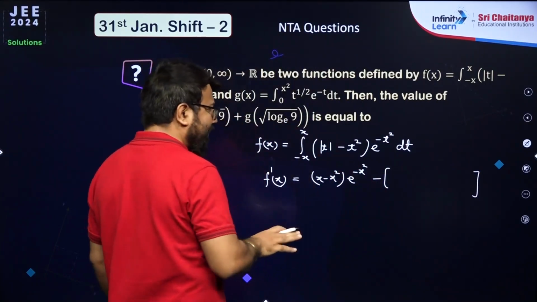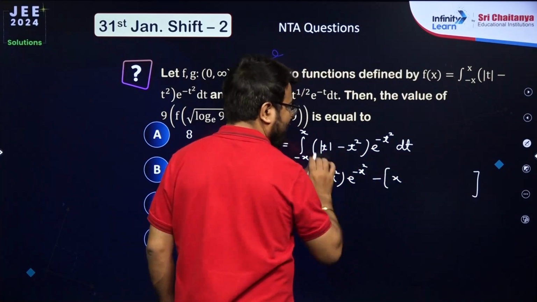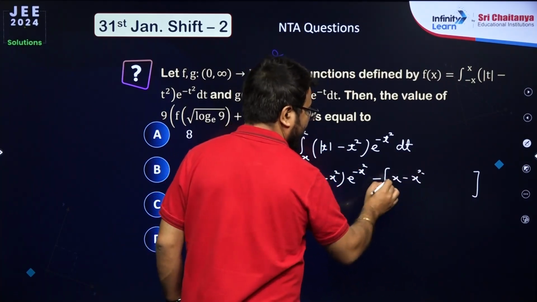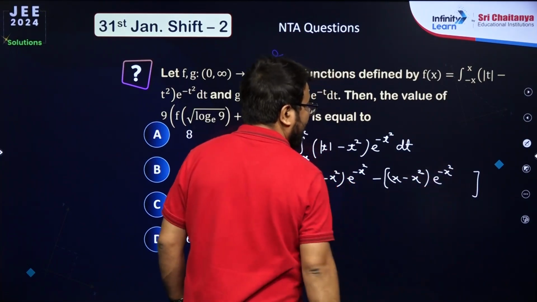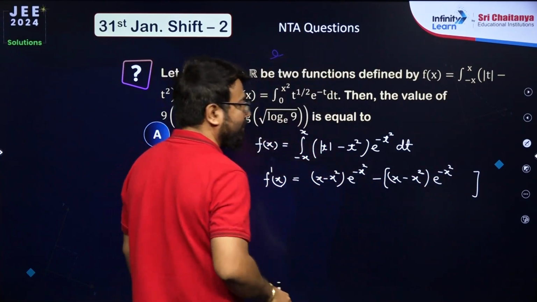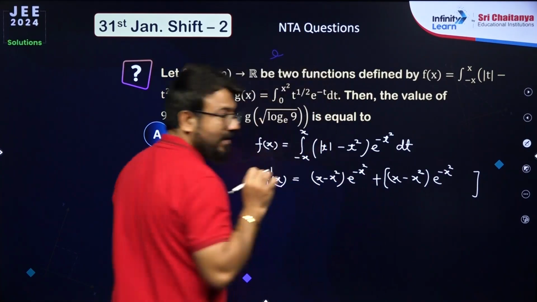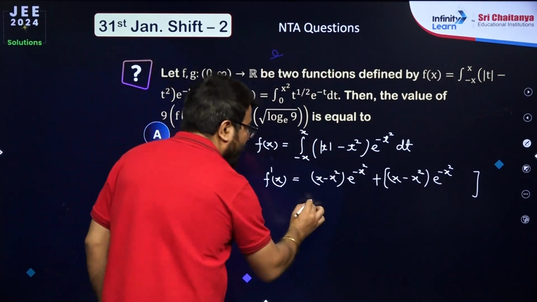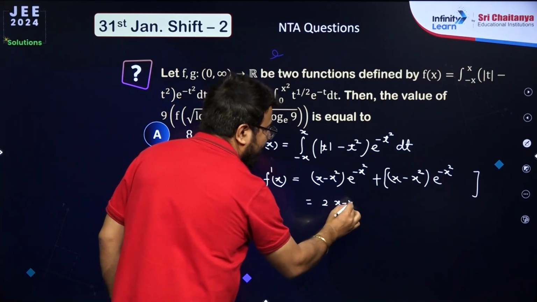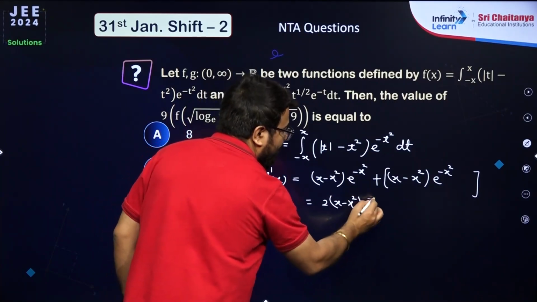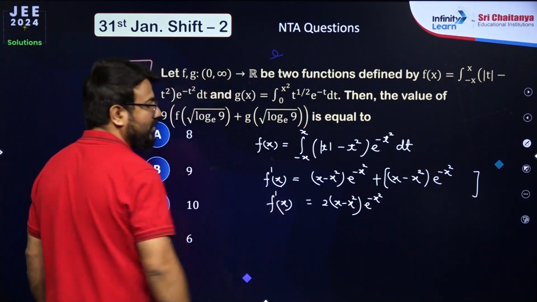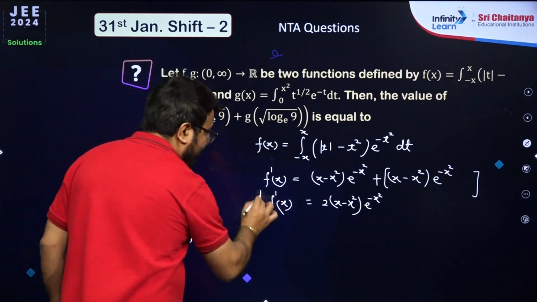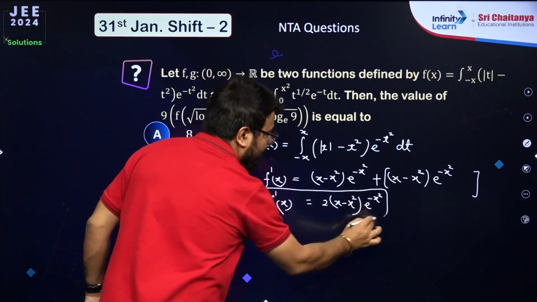Will that make any difference if I place minus x? No, that will be plus x. Then again it is x minus x square, and here also there will be no difference. And the differentiation of minus x will be minus 1, so that will make it plus 1. Alright, so it becomes 2 times x minus x square and then e raised to the power minus x square as the value for f dash x. I hope you understood this. Let us highlight so that we can use it further.